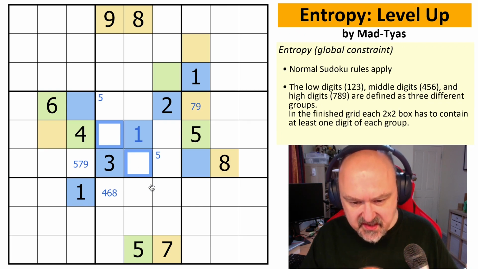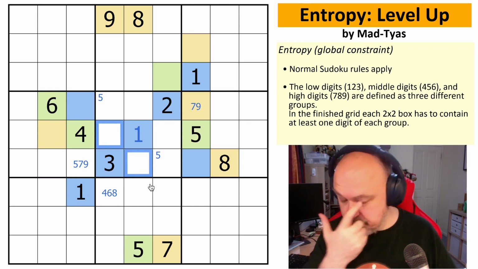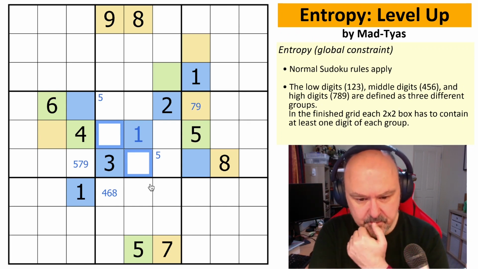So this is a yellow and a green. I'm repeating myself. I am literally just thinking out loud, trying to find what the next bit is.